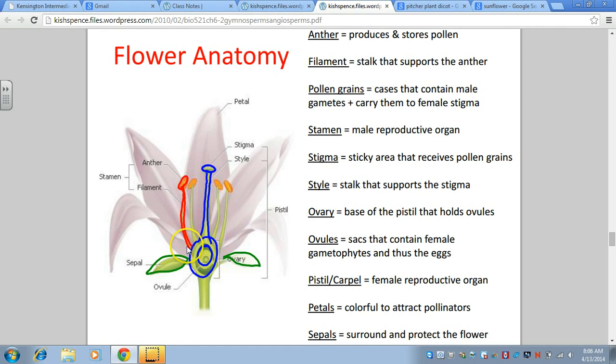And then we have the male part, which is called the stamen. So this whole thing in red is the male part. It's made up of the stick-like part, which is the filament, and then the anther, which is at the end. The filament is just a little stalk that holds the anther up. The anther produces and stores pollen until it's time for the pollen to go and be pollinating plants. So the red is the male part.